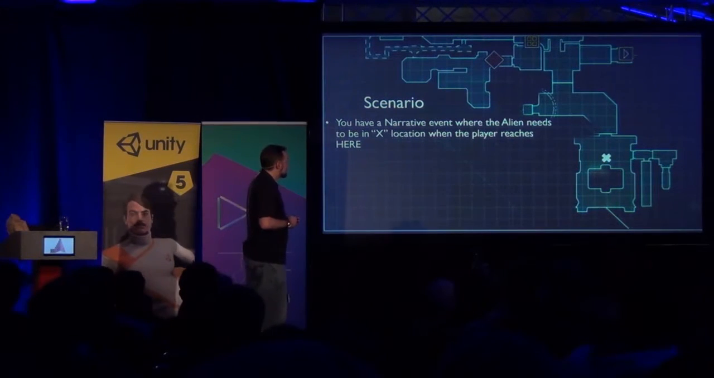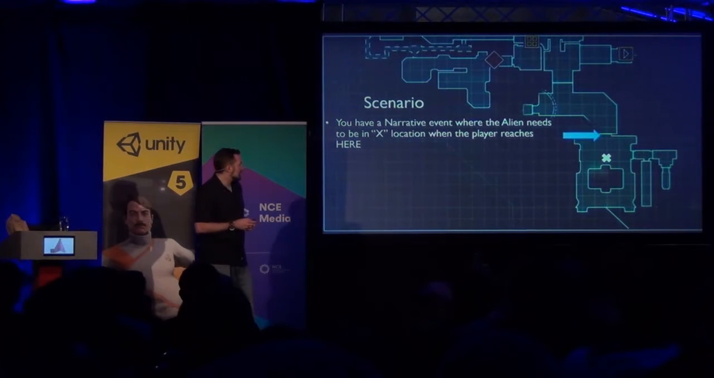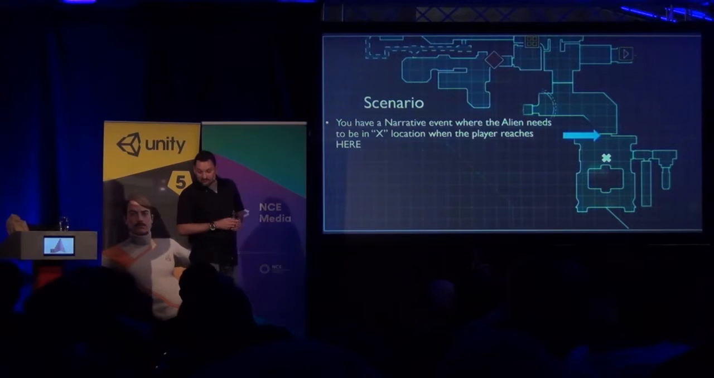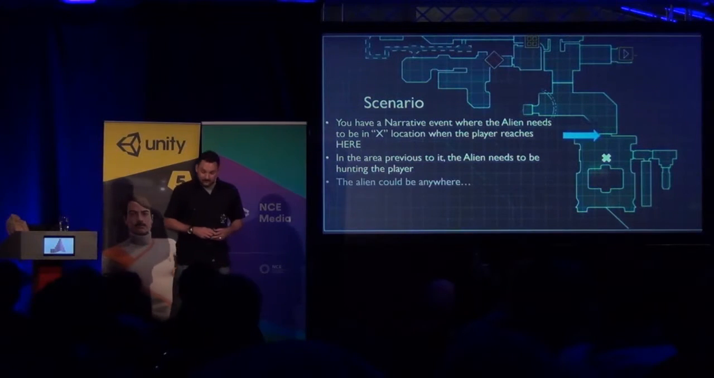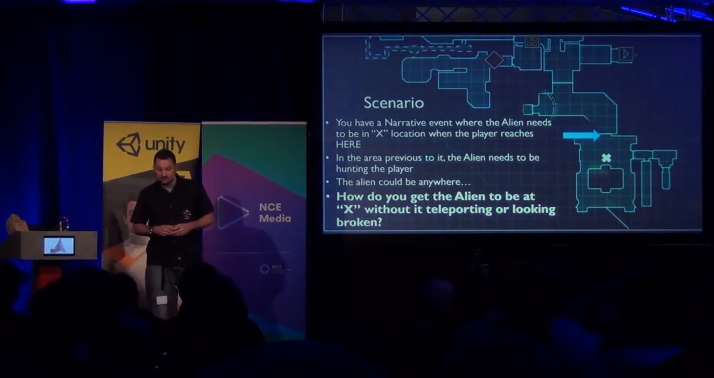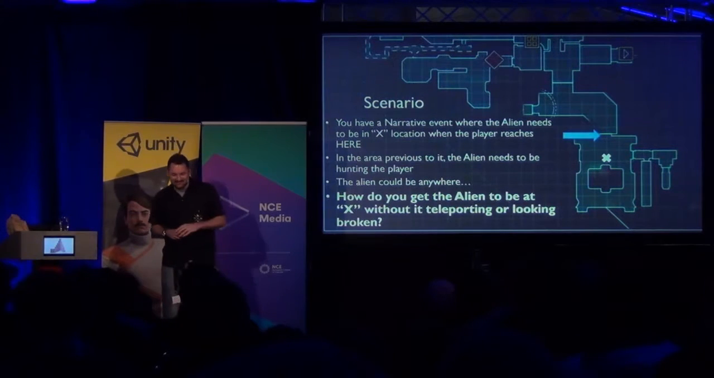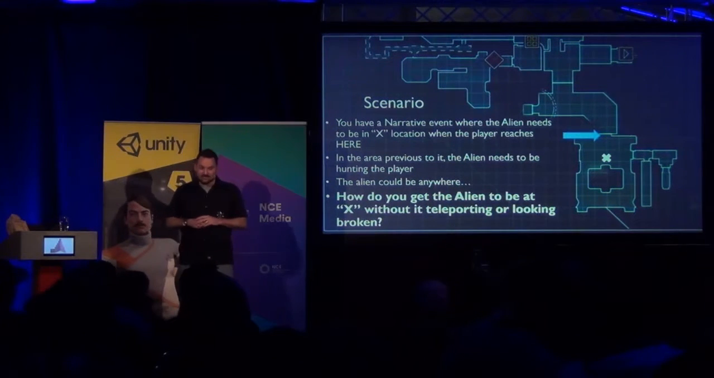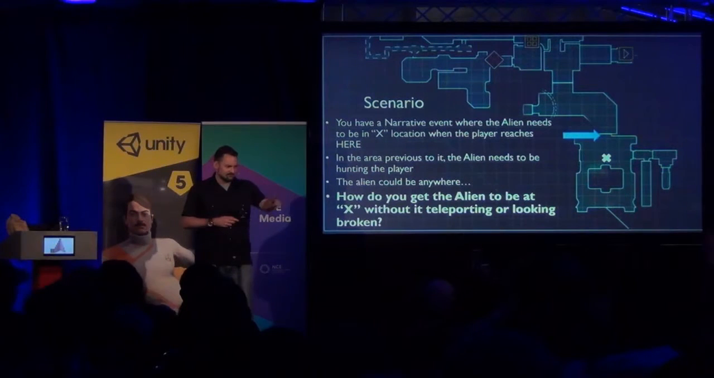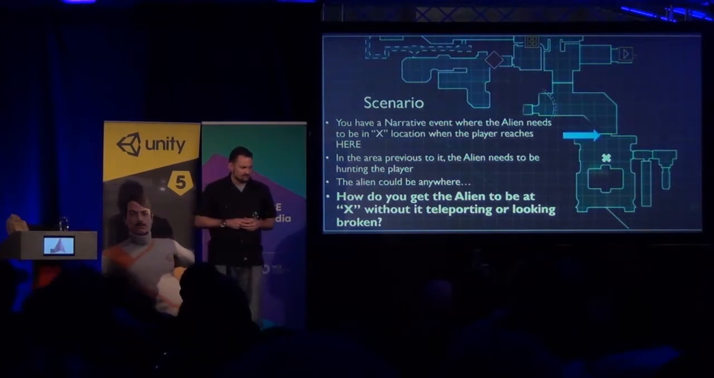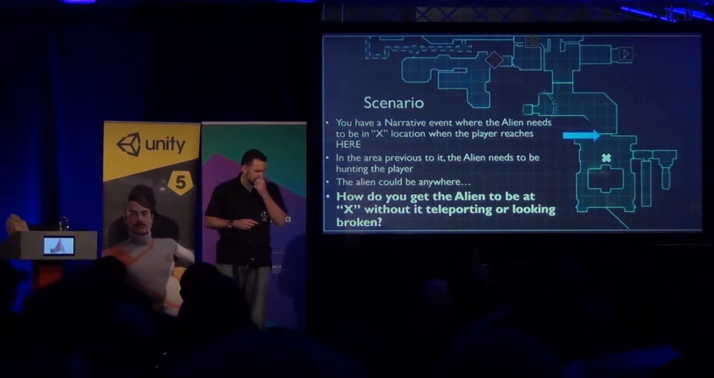So, scenario for the group. You have a narrative event where the alien needs to be in this location here. But it needs to trigger off when the player goes past this arrow. In the area previous to it, the alien needs to be hunting the player. So the alien could be anywhere. The alien could also be ahead of them. So the question is, for the group, hands up if you want to try and answer this, how do you get the alien to be at X without it teleporting or looking broken?